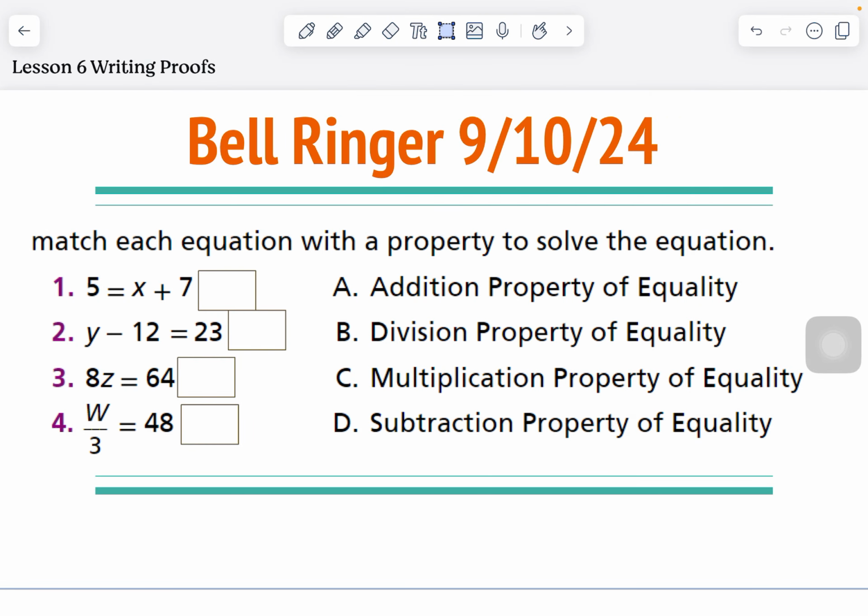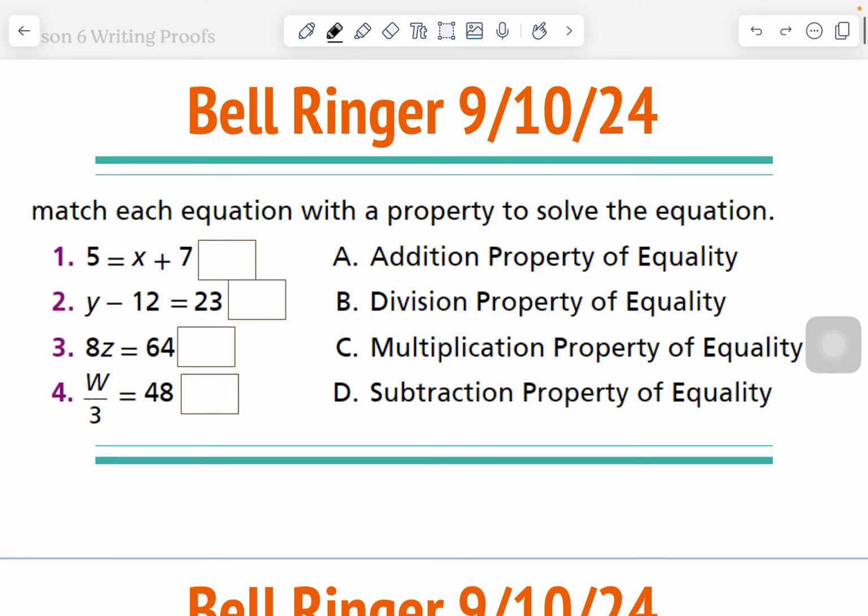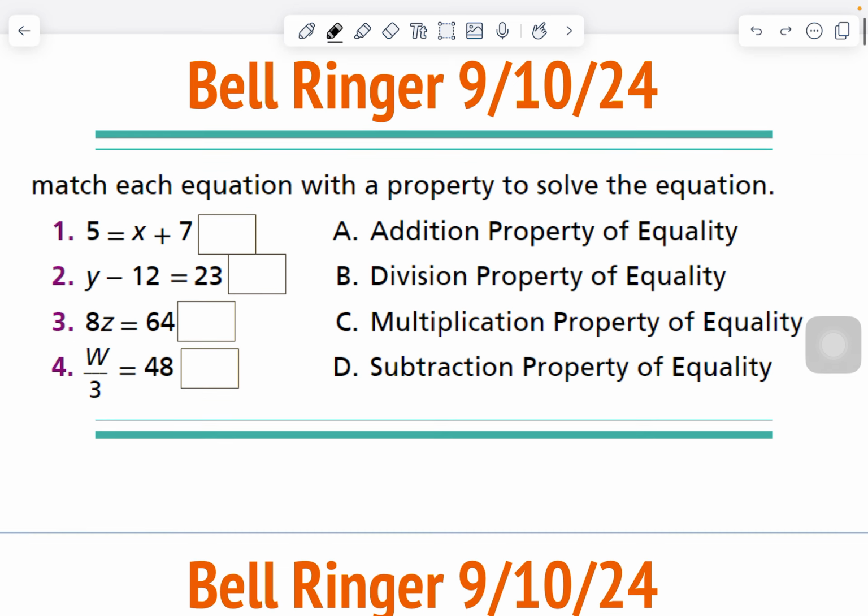So we have here a topic for today, which is writing proofs. You have here the bell ringer. It says to match each equation with the property to solve the equation. So you have here 5 is equal to x plus 7. How do we solve this equation? We subtract 7 both sides, right? If we subtract 7 both sides, that will give us the subtraction property of equality.